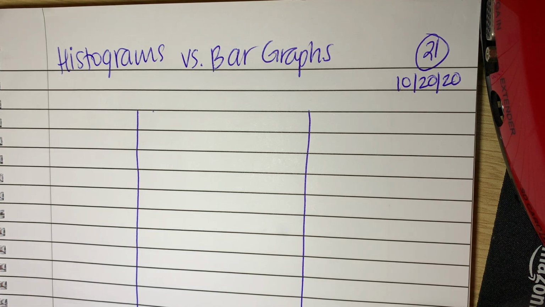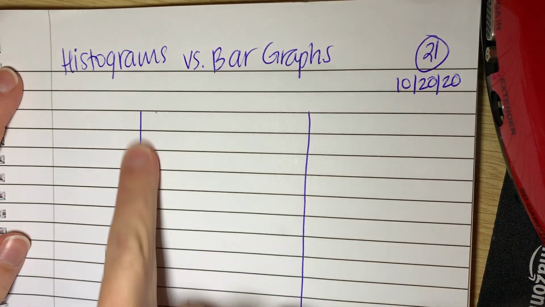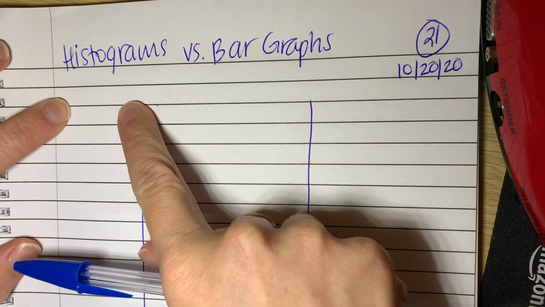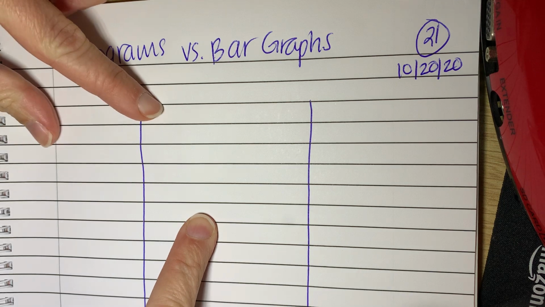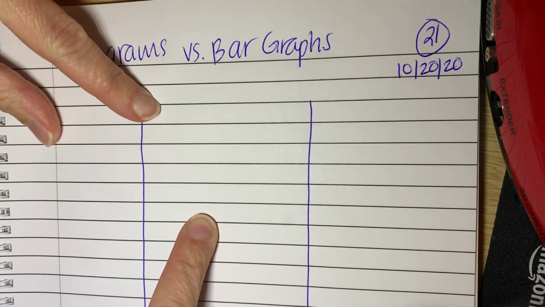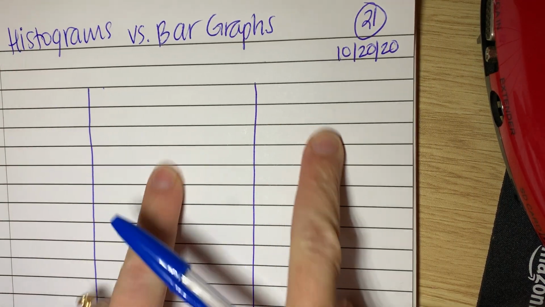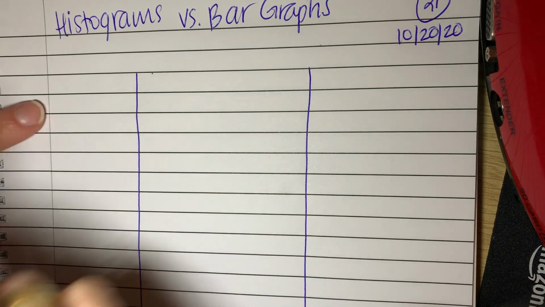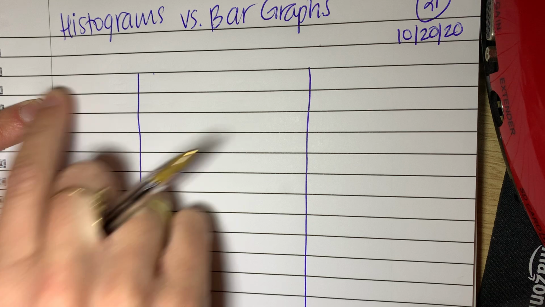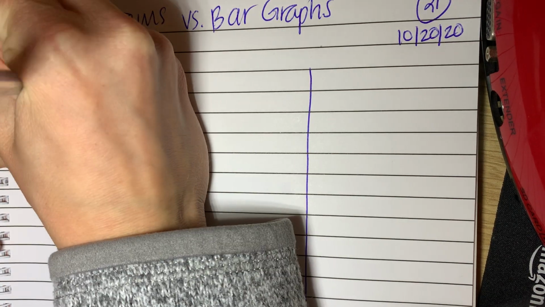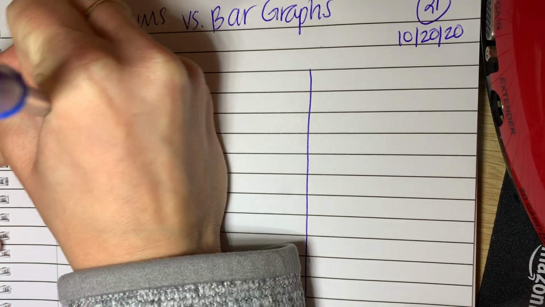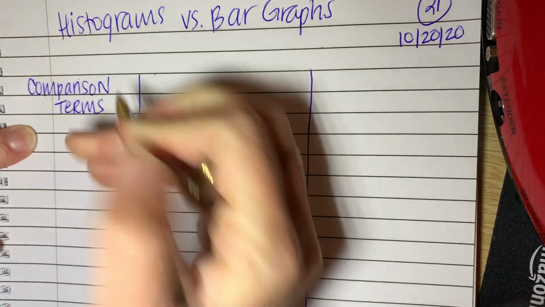All right, guys, please create 3 columns down your entire page. Try to make your first column the smallest. We don't have that much to write in our first column, and then make sure your second 2 columns are nice and big. We're going to title our columns. First column is going to be titled Comparison Terms, because it's going to be the terms we use to compare.